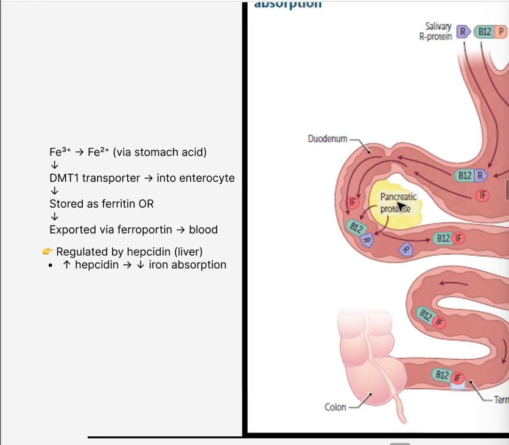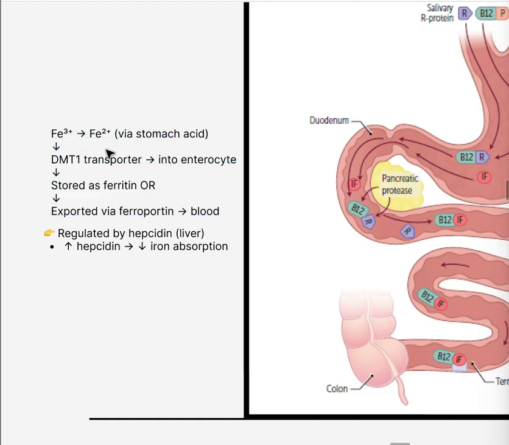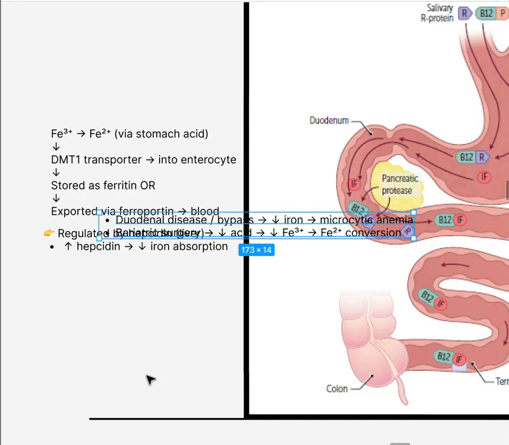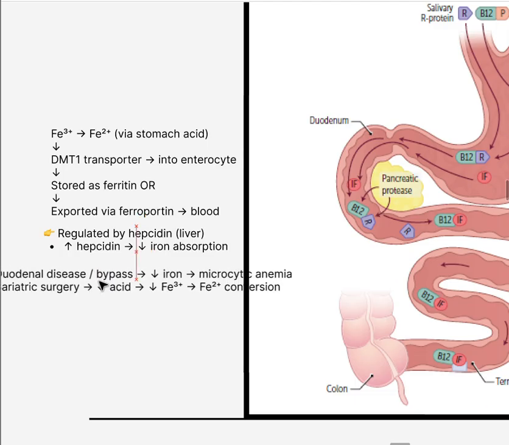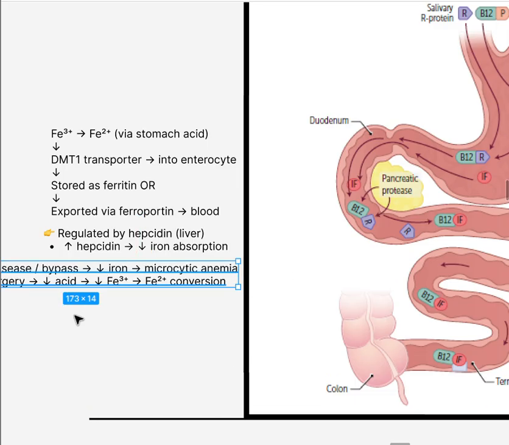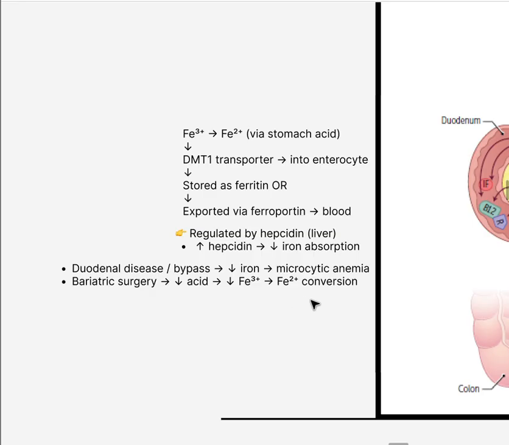If we come back to this image on the ferrous, the Fe2+, being absorbed and stored as the ferritin regulated by the hepcidin, remember that whenever you have duodenal disease or a bypass, you have a decreased iron and you have microcytic anemia. Whenever you have bariatric surgery, you have decreased acid and there's decreased Fe3+ to Fe2+ conversion.